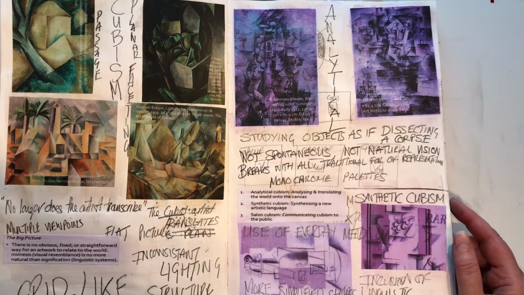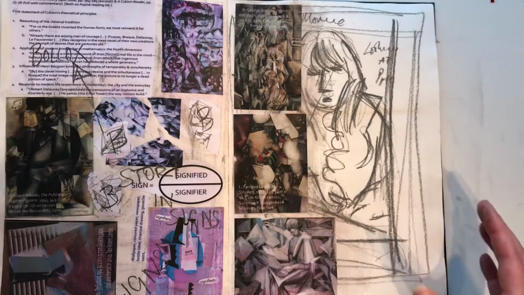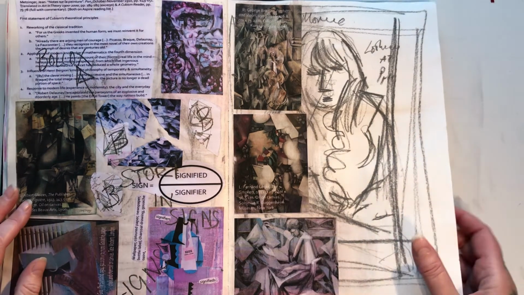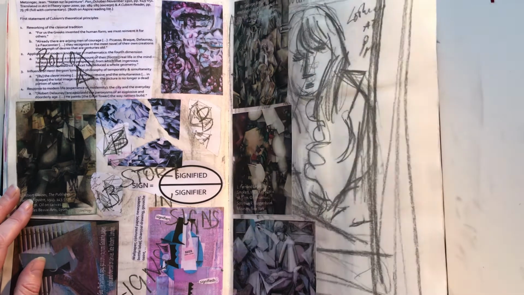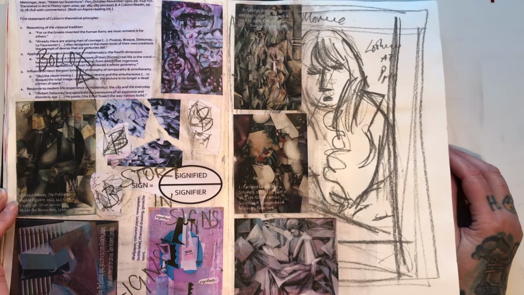So yeah, this is all about cubism, and obviously synthetic cubism sort of appeals to me with its sign, its signifier, and being able to tell a story. But you have to know. I mean, that's the problem with synthetic cubism. You have to know what the hell they're on about before you understand the painting, or you just, oh, that's a nice bit of cutting out.